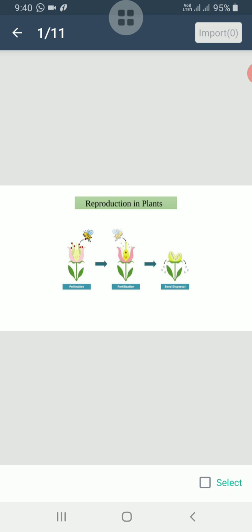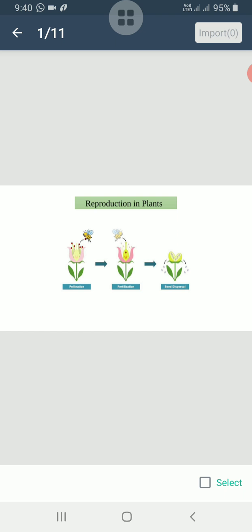Some new plants are produced by bulbs, leaves, or tubers. In yeast, the buds grow out of the body of the parent organism. The two main methods of reproduction are asexual reproduction and sexual reproduction. In asexual reproduction, only one parent is needed, resulting in offspring that are exact copies of the parent. For example, in plants, asexual reproduction occurs without seeds.